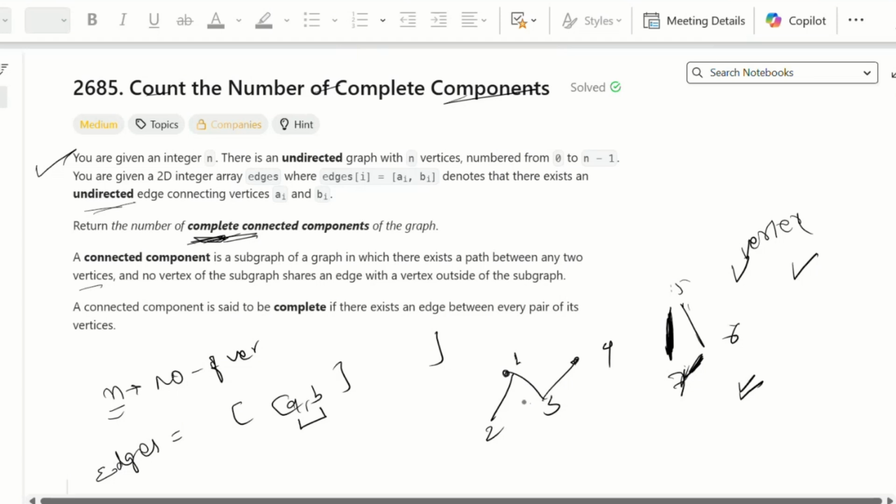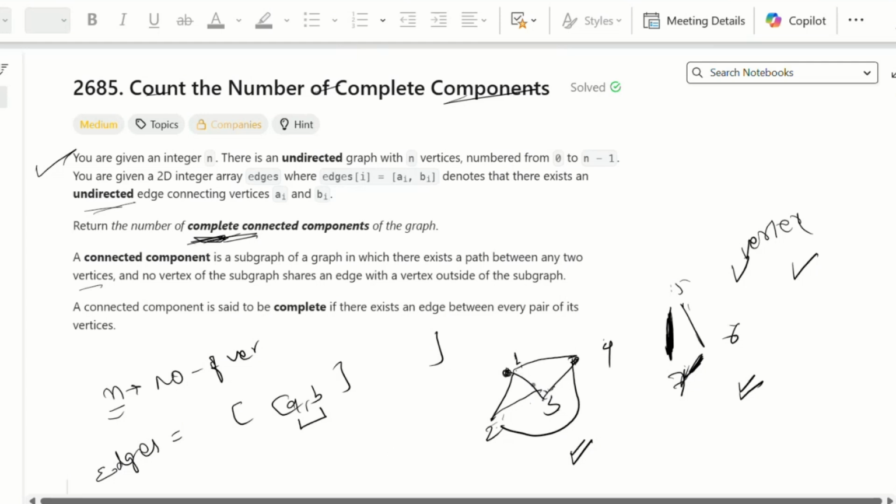So how can we make it a complete connected component? There is not any edge between these two, so we can make an edge. Then 3 and 1 are connected, 3 and 2 are connected. Now 4 is connected only with 3. It is not connected with 1, so we can connect it with 1. Now 4 is connected with 1 and 3, but it is not connected with 2. Now we can say this is also a complete connected component because every vertex has an edge to every other vertex.